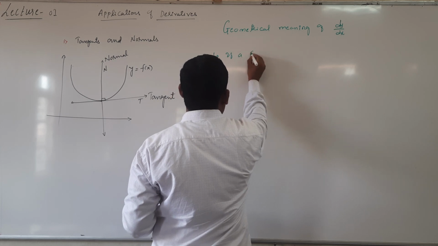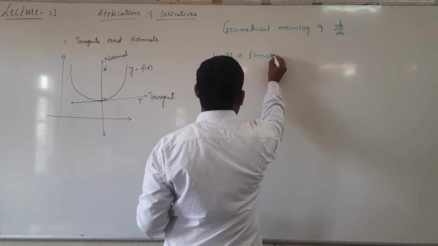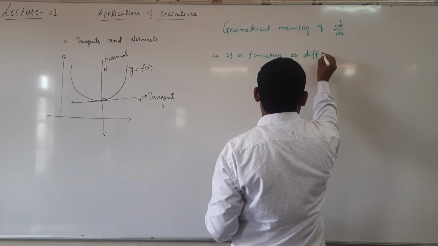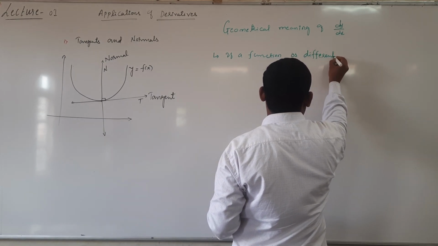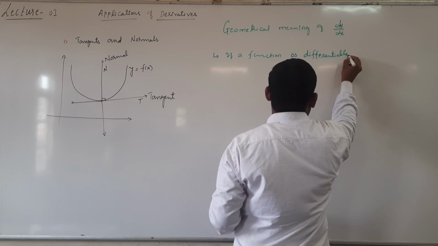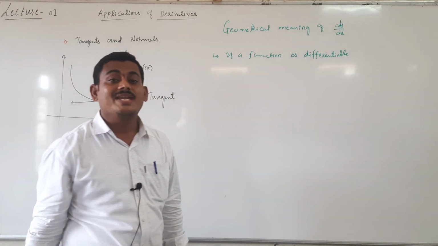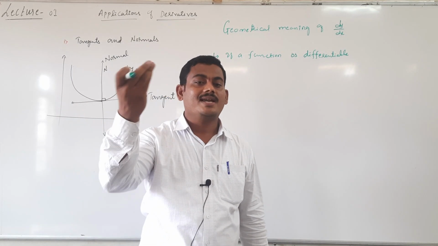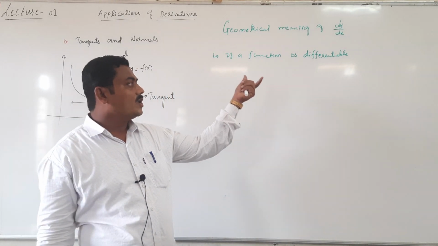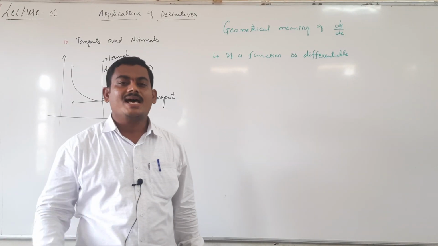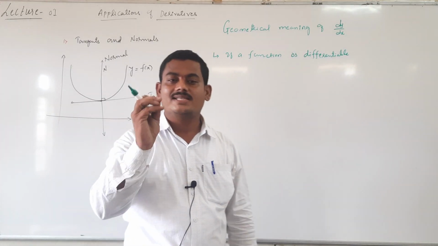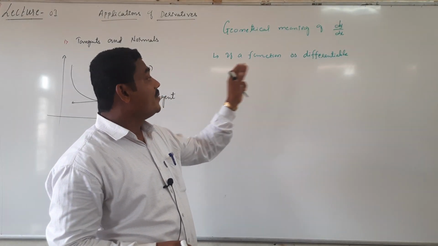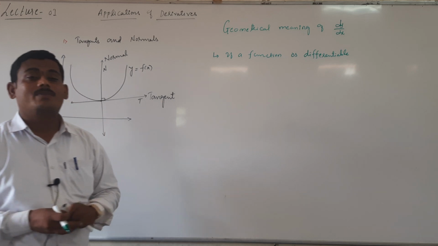If a function is differentiable, already you know what is meaning of differentiable. Differentiable means both left hand derivative and right hand derivative coincide. If both are equal and exist, then we can say that function is differentiable. It is algebraically. Then what is geometrically, what is meaning of differentiable?